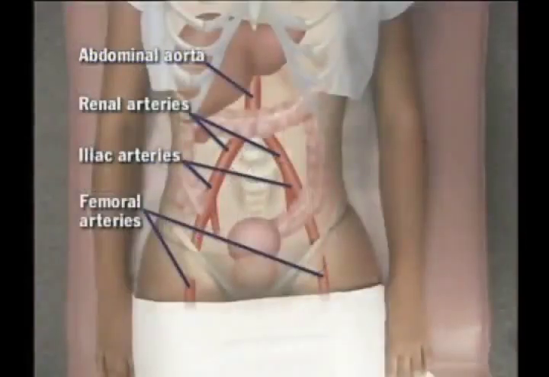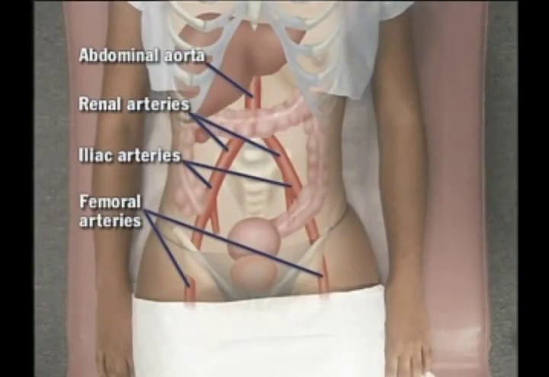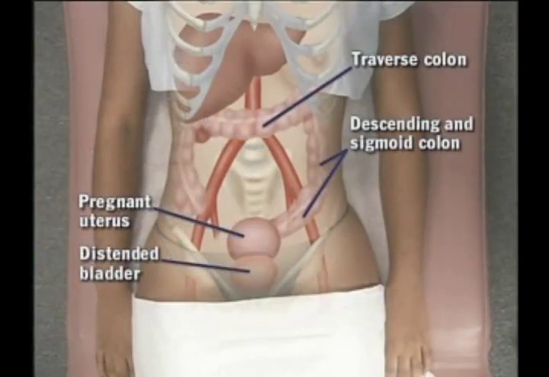The abdominal aorta, which may be palpable in the upper abdomen, bifurcates into the iliac arteries below the umbilicus. As the iliac arteries pass under the inguinal ligaments, they become the femoral arteries. The renal arteries branch off the aorta in the epigastric area. The intestines fill much of the abdomen. The sigmoid colon and portions of the transverse and descending colon may be palpable as tubular masses. Except for a pregnant or gravid uterus or a distended bladder, normal pelvic organs are not detectable through the abdominal wall.